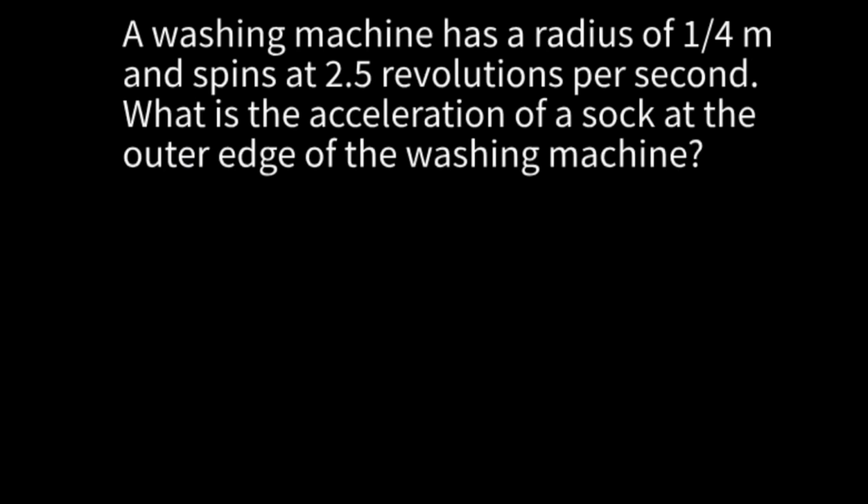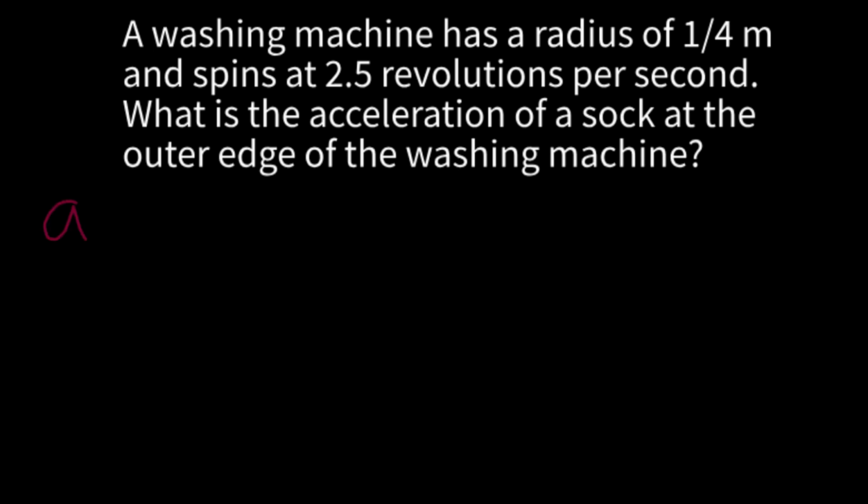Here we have a sock in a washing machine that has a radius of 1/4 of a meter and is spinning at 2.5 revolutions per second, and we want to know the acceleration of a sock at the outer edge of the washing machine. So that's just telling us that we're going to use the full radius. So hopefully you're thinking in terms of centripetal acceleration because we are in circular motion.